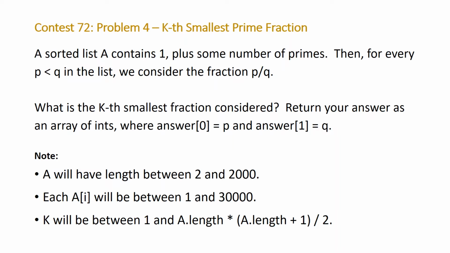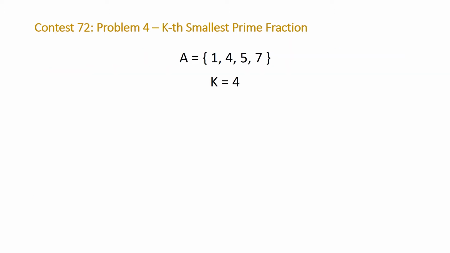And note that your array A will have a length between 2 and 2000. The elements of A will be between 1 and 30,000, and k will be between 1 and the length of your array times the length of your array plus 1 divided by 2. So let's take a look at an example. In this example, our array A has the elements 1, 4, 5, and 7, and it's asking us to find the 4th smallest prime fraction.